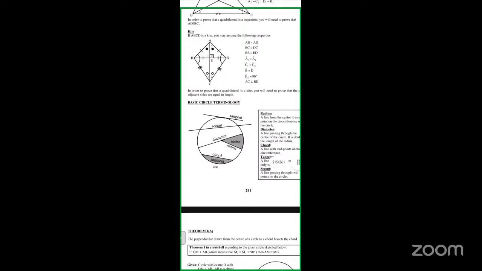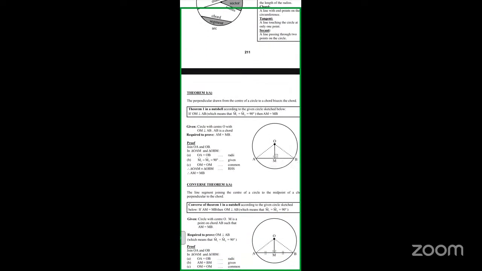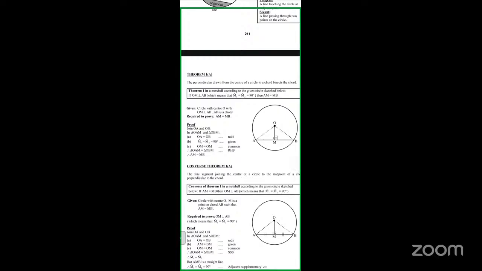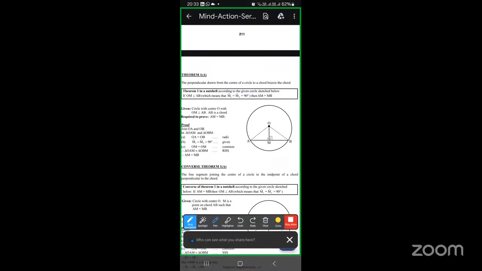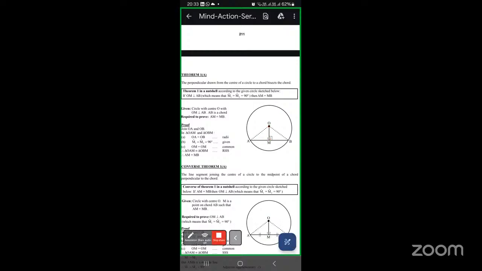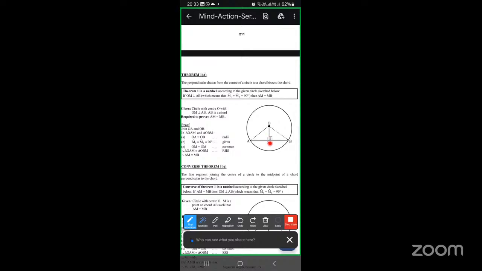Now let's move to the theorems. This is theorem 1a. Here they are saying theorem 1 in a nutshell. According to the given circle sketched below, if OM in a circle, we can see OM in this circle. This is the circle I'm talking about, right? So in this circle, this is OM.